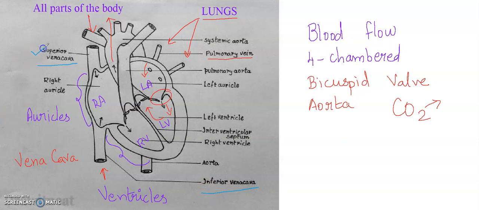As the name says, the superior vena cava brings the carbon dioxide rich blood from the organs that are above our heart, for example, the brain. In the same way, the inferior vena cava brings the carbon dioxide rich blood from the organs that are below the heart, for example, your kidney, stomach, intestine, and various other organs.